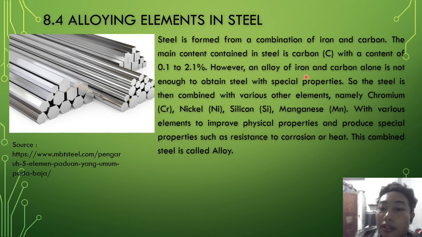However, an alloy of iron and carbon alone is not enough to produce steel with special properties. So steel is combined with various other elements, normally chromium, Cr, nickel, Ni, silicon, Si, manganese, Mn, which improve physical properties and produce special properties such as resistance to corrosion and heat. This combined steel is called alloy steel.